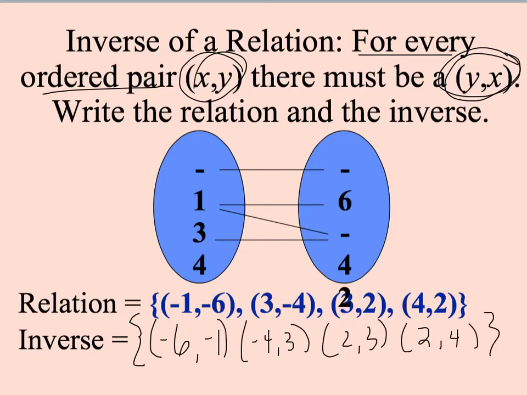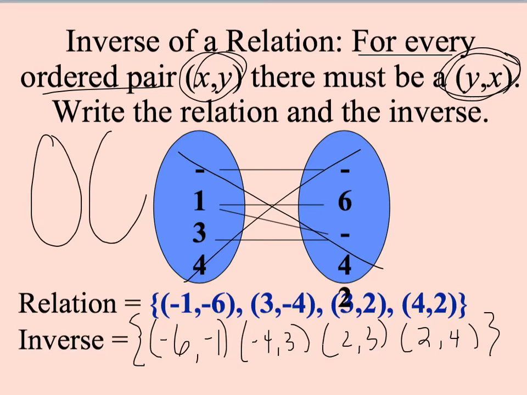If we see the relation up here, mine looks a little bit messed up when I put it in here, so I'm going to rewrite it. The relation right here that's in the mapping is the original. To show how it would look as a map, -1 in the original is paired up with -6. 3 is paired up with -4. 3 is also paired up with 2, so I'm going to keep the same 3, put it with 2, and then 4 with 2.